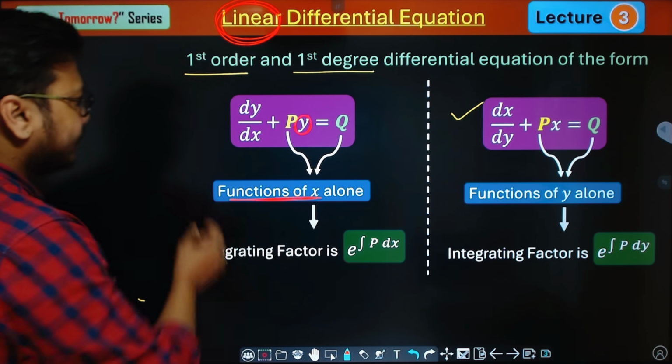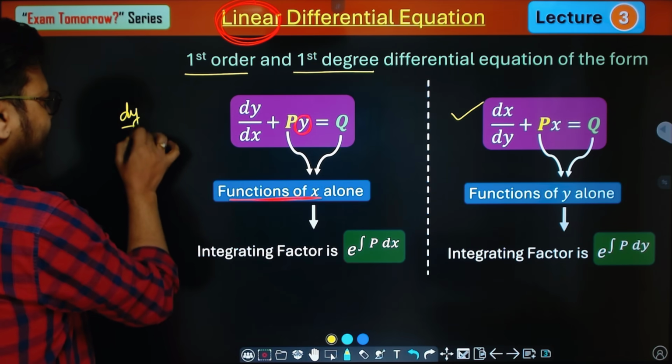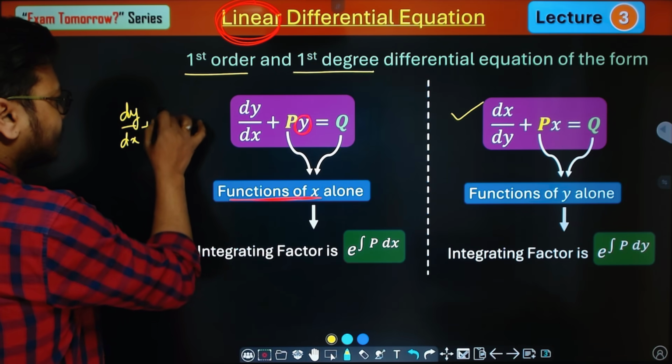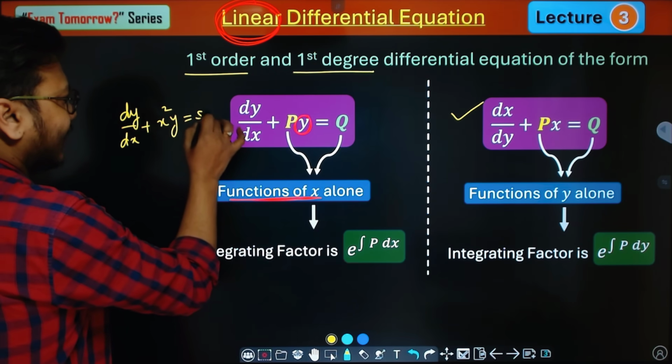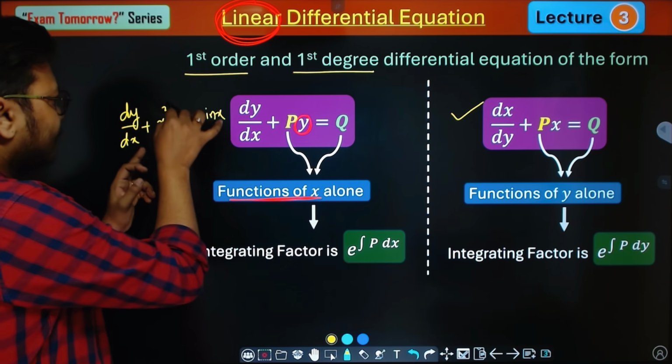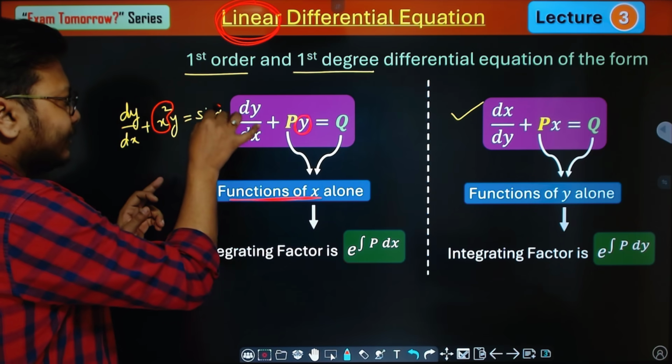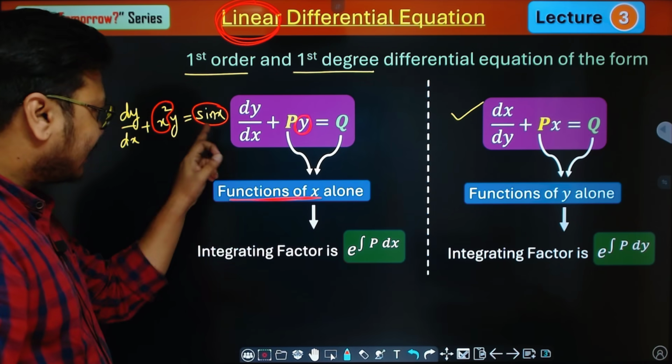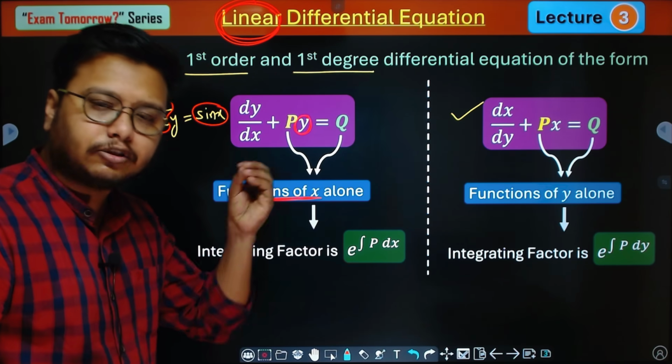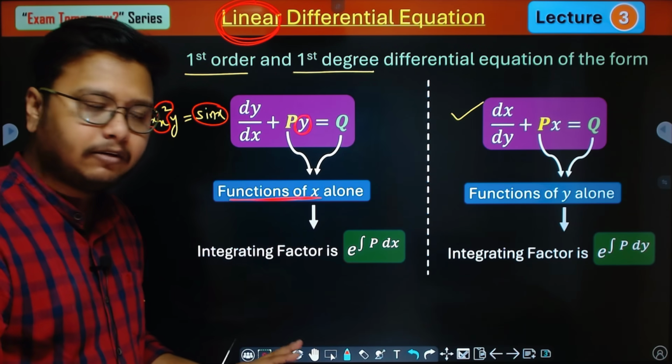So for example, it might look something like this: dy dx plus x square y equals to sine x. Okay, so this is my p, which is x square. This is my q, which is sine x. So p and q are functions of x only. There is no y term involved.